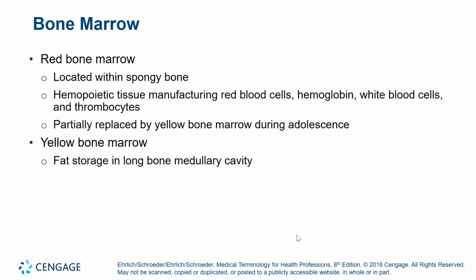Next, we have the bone marrow. So we have the red bone marrow and the yellow bone marrow. The red, you'll find, is located in the spongy bone. It is partially replaced by yellow bone marrow during adolescence. And then we have the yellow bone marrow. This is where fat storage is, and it is found in the long bone medullary cavity.